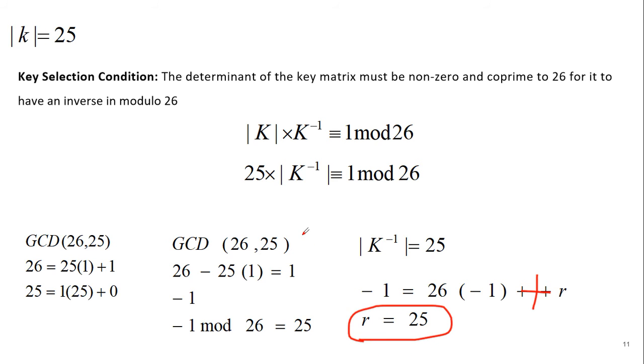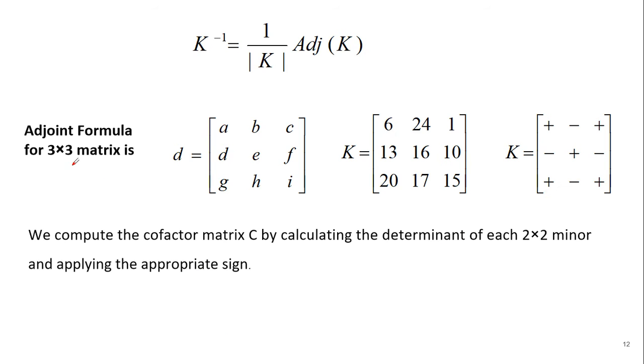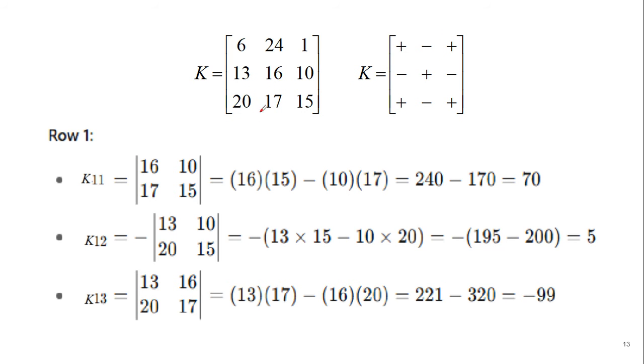So in this way we come to the first step, that is we calculated the determinant, and next we require to find out the adjoint. Now for the adjoint, for 3 by 3 the matrix formula is, that is we require to calculate the cofactor, and for each cofactor we require to give the sign like this. Now we will see the example directly.